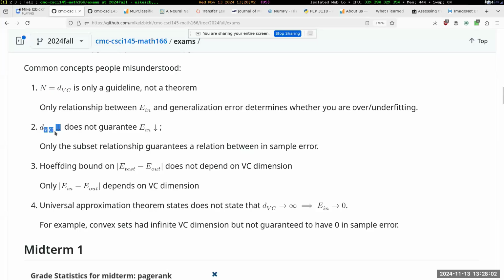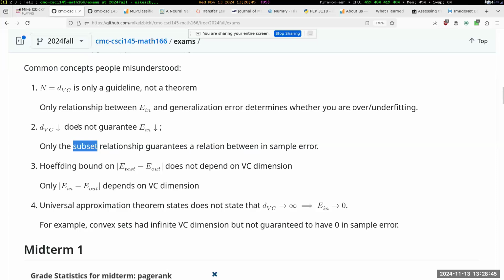Another common mistake was people saying that if the VC dimension goes down, then that will guarantee that the in-sample error goes down. And this is not a true statement, what I said out loud is not a true statement. What is written out here is the true statement: I got my arrows backwards here, the VC dimension going up does not guarantee that the in-sample error goes down. The only relationship that guarantees anything about the in-sample errors is this subset relationship. If hypothesis classes are not a subset, then you won't be able to guarantee anything about the in-sample error.